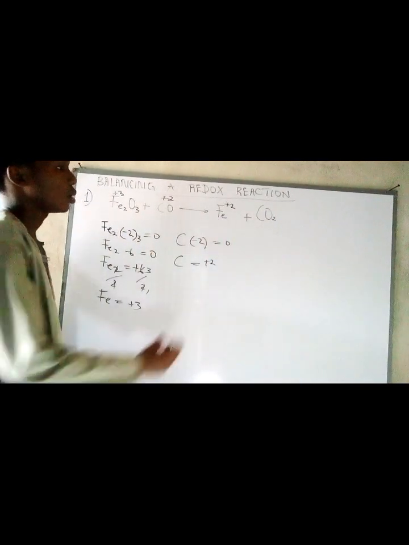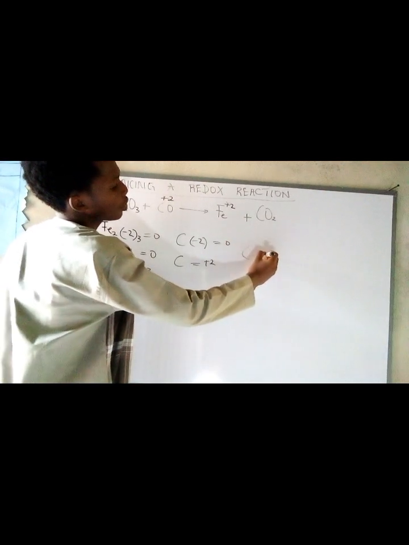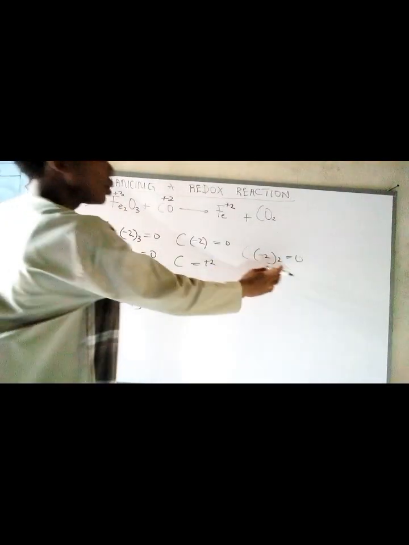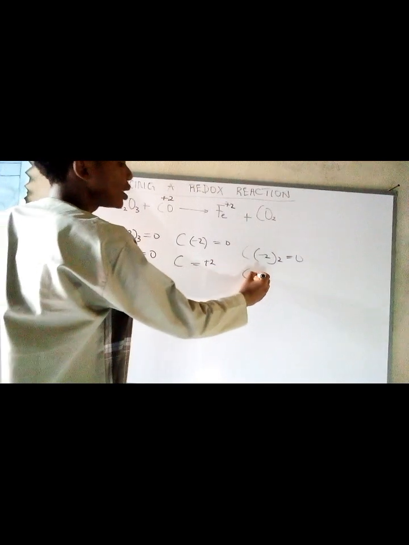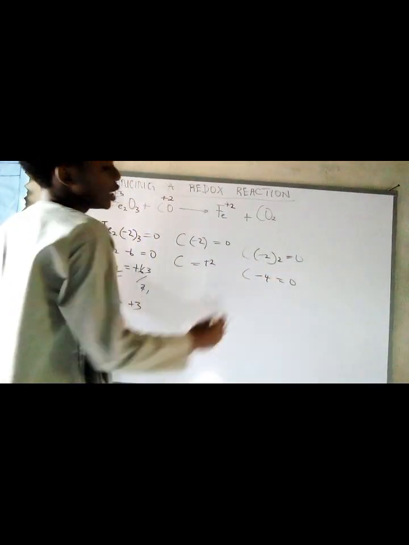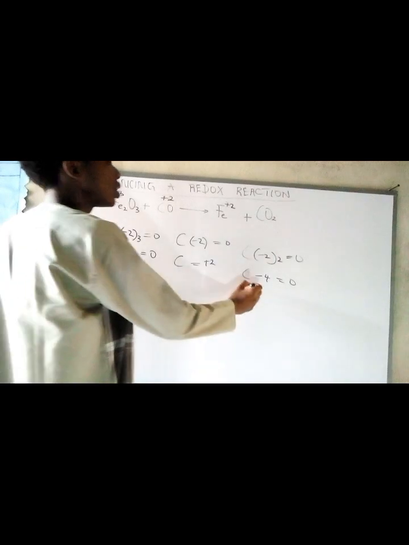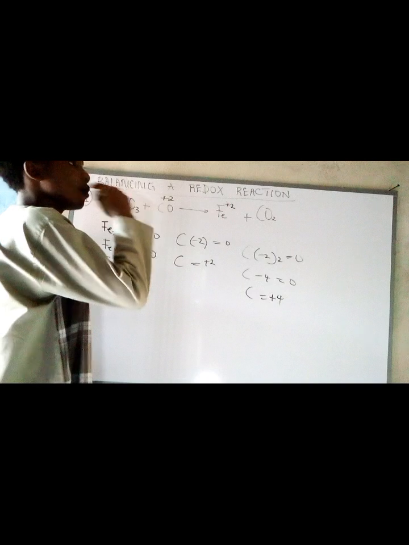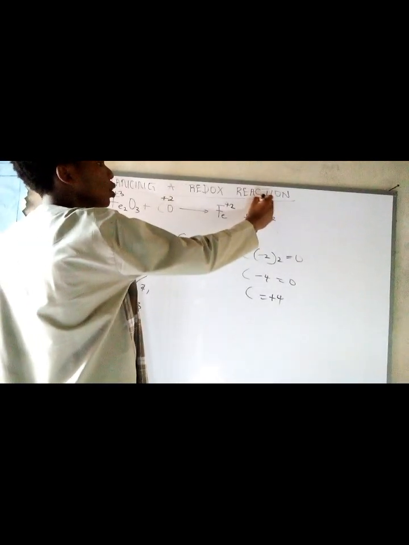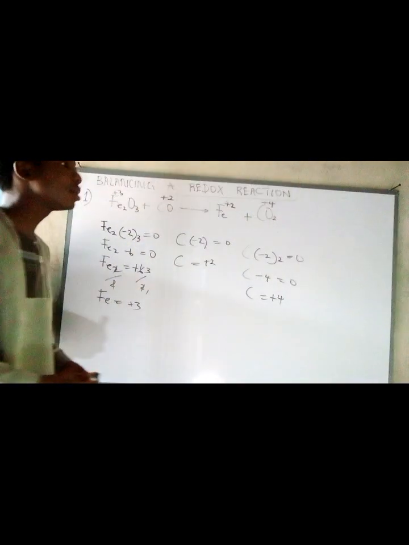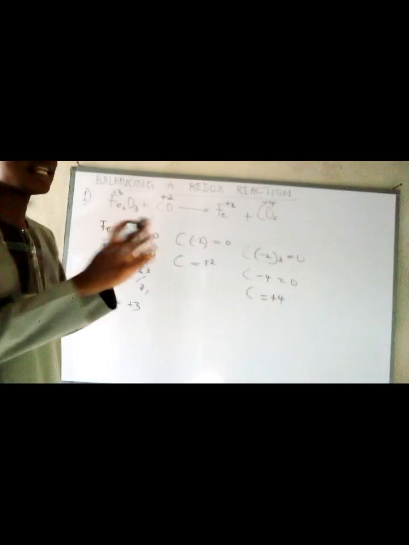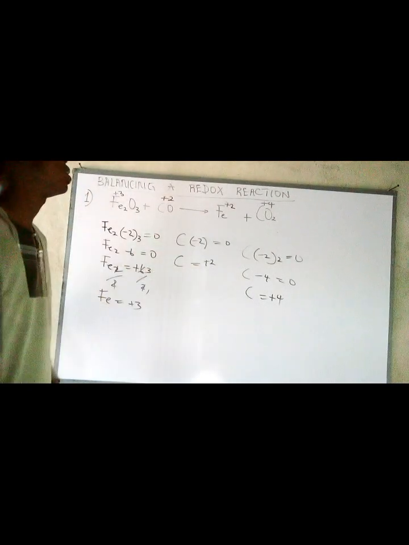CO2. How do we find it? We say C plus -2 in brackets times 2 equals 0. So -2 times 2 is -4. C minus 4 equals 0. If this -4 moves to the other side of the equation, it will give us C equals +4. So the oxidation number of carbon in carbon dioxide is +4. Alright, we've solved for the oxidation number of each and every compound in this redox reaction.